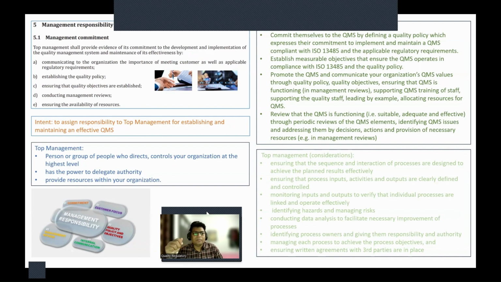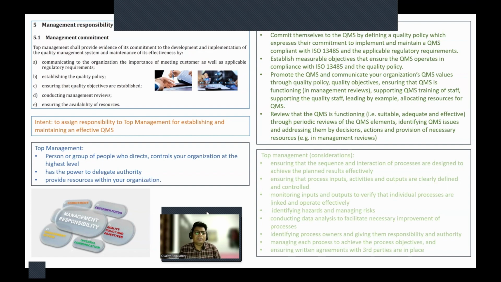Top management shall provide evidence of its commitment to the development and implementation of the quality management system and maintenance of its effectiveness. How do they demonstrate this commitment? By communicating to the organization the importance of meeting customer as well as applicable regulatory requirements. So they have to communicate the requirements of the standard.